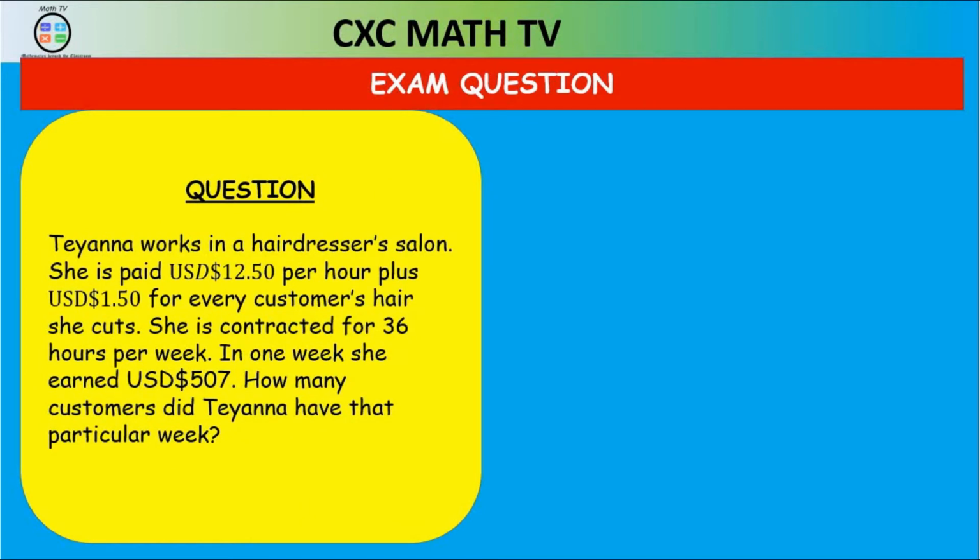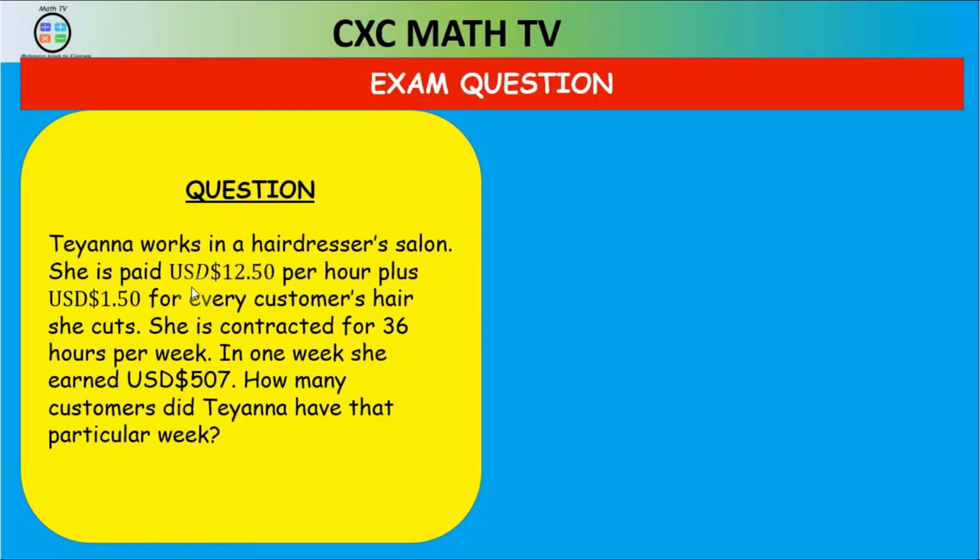Alright, let's look at another exam style question. Pause the video and attempt the question. It says Tiana works in a hairdresser salon. She's paid USD $12.50 per hour plus USD $1.50 for every customer's hair that she cuts. It says she is contracted for 36 hours per week. In 1 week, she earned 507 USD. How many customers did Tiana have that particular week?